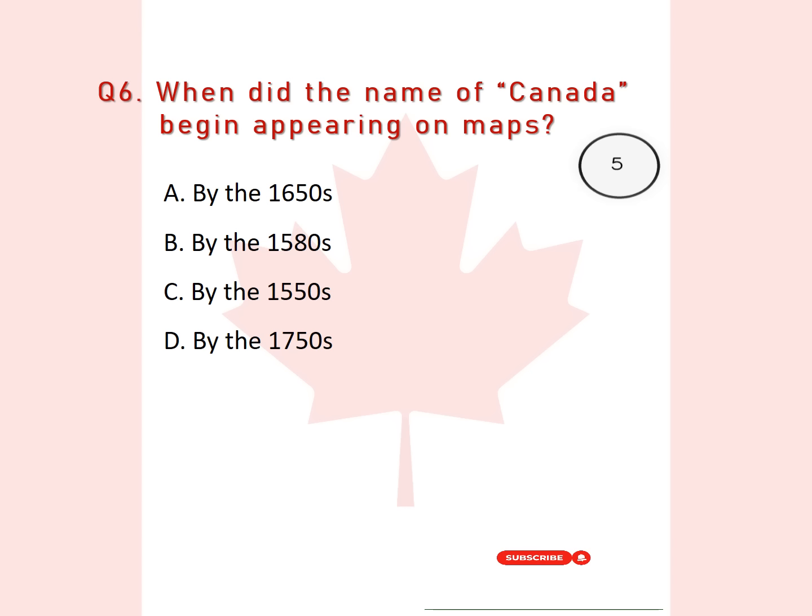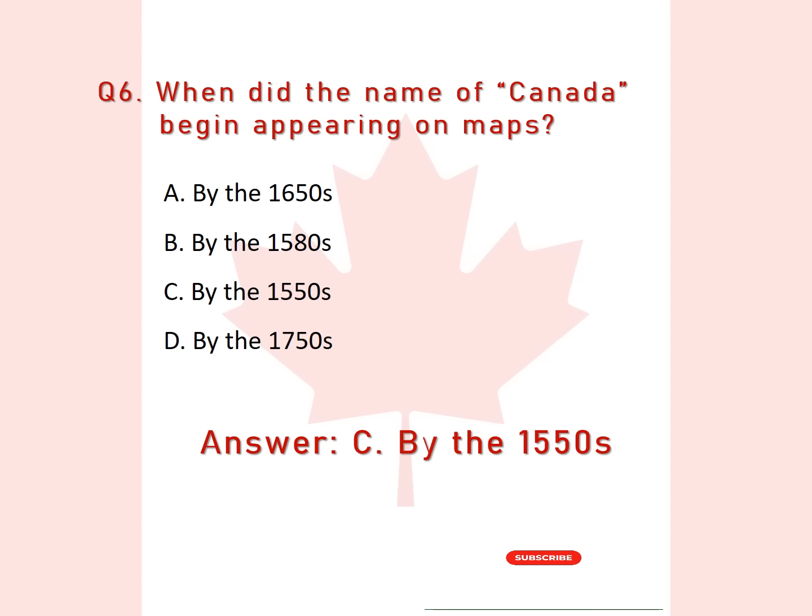When did the name of Canada begin appearing on maps? Option A. By the 1650s. Option B. By the 1580s. Option C. By the 1550s. Option D. By the 1750s. Answer is C. By the 1550s.